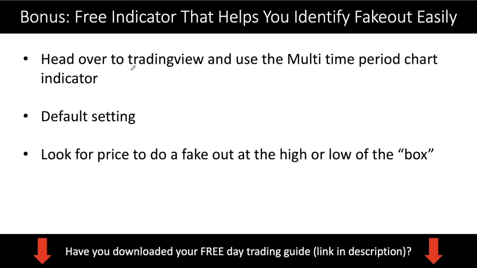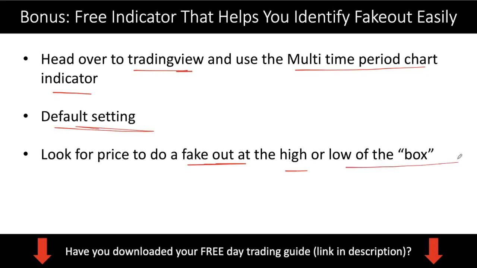I'm going to use TradingView. It's a web-based charting platform, so it's free. What you want to do is install this indicator called the multi-time period chart indicator. You want to use the default setting, and then you want to look for price to do a fake out of the high or low of the box. If you do not know what I'm talking about, not to worry, because right now I'm going to switch over to TradingView to show you how to do it.